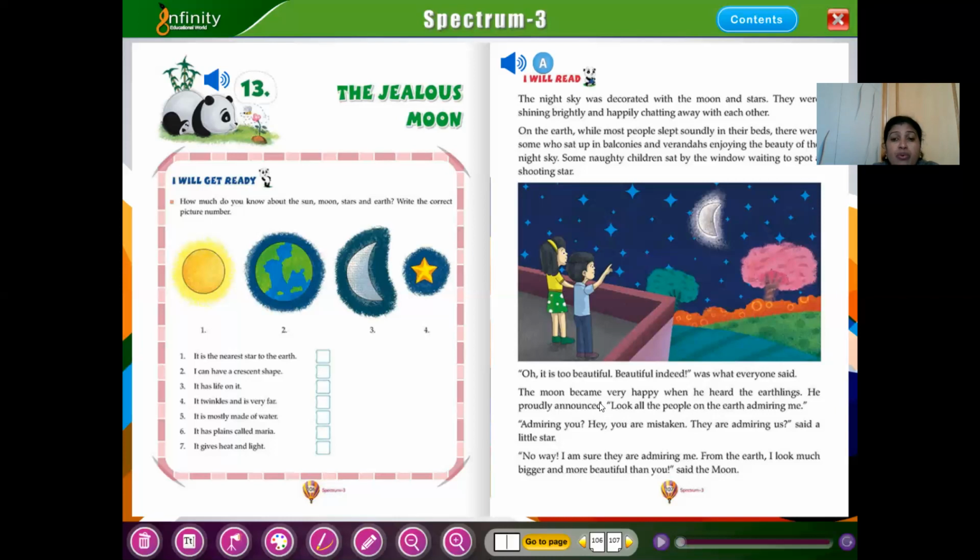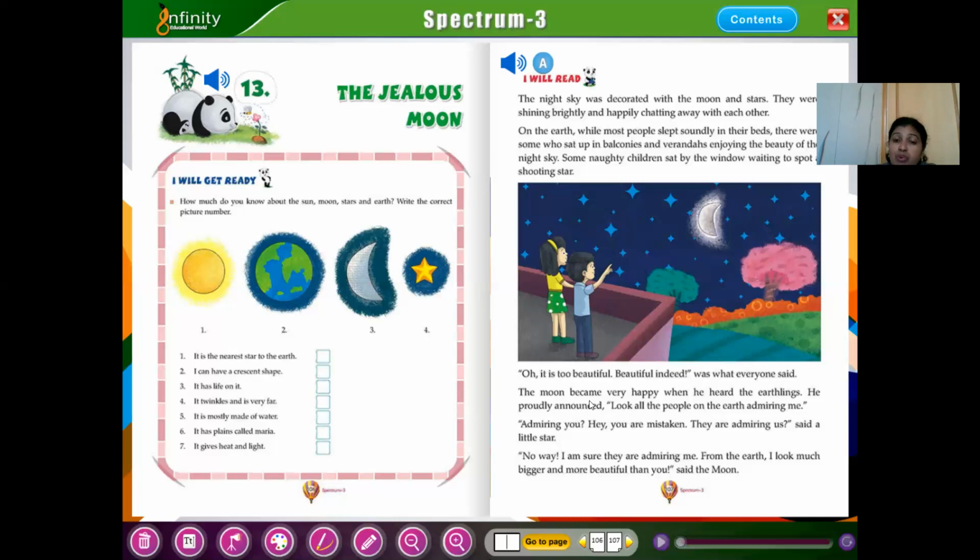So the moon became very happy when he heard some of the people of the earth saying, see, today the sky, the moon and the stars are very beautiful. Hearing this, the moon became very happy. He proudly announced, "Look, all the people on the earth admiring me." So very proudly, the moon announced this to the other stars. Admiring means respecting with pleasure. The moon said that when the people of the earth said, "See, the sky is too beautiful."